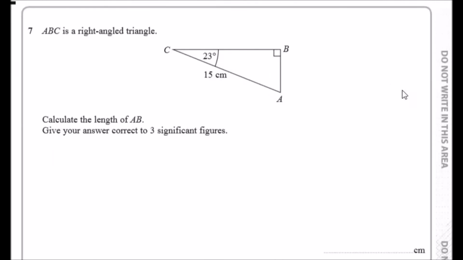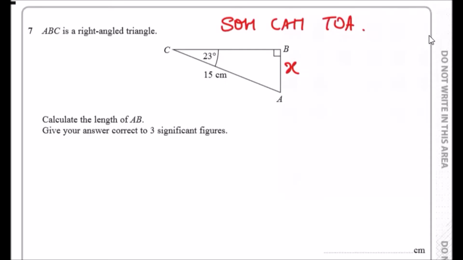Okay, 7. Pythagoras or trigonometry. ABC is a right angle triangle. Calculate the length of AB, so X. It's called ABX. Give your answer correct to 3 significant figures. So this is good old trig. When you think of a right angle triangle with angles and lengths, think of SOHCAHTOA, like all the time.